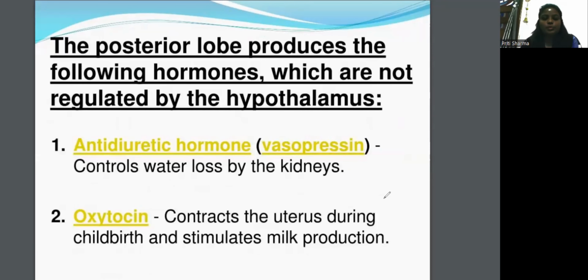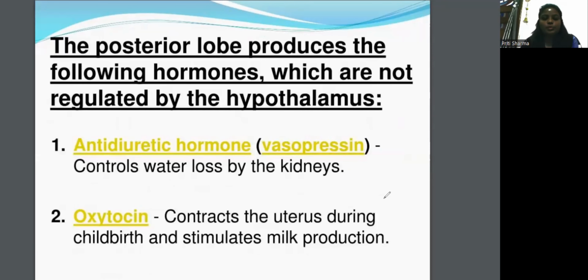ACTH stimulates the adrenal gland to produce several related steroid hormones. LH and FSH are hormones that control sexual function and the production of sex steroids, estrogen and progesterone in females or testosterone in males. Prolactin is a hormone that stimulates milk production in females.